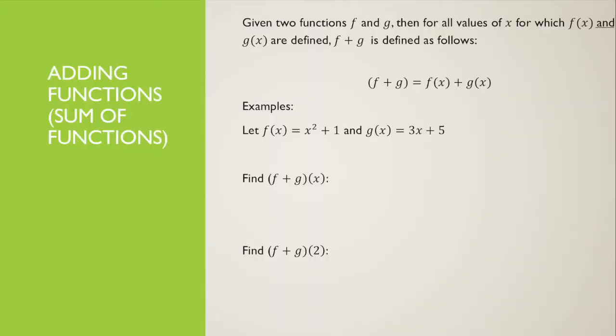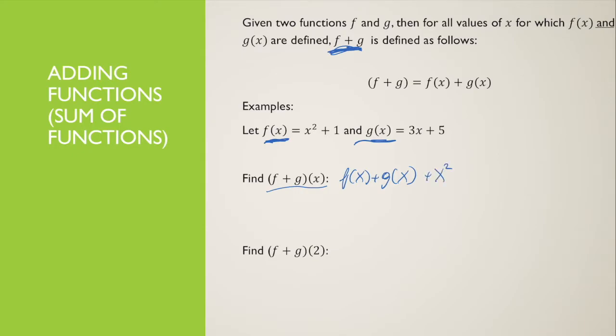So if I'm given two functions, then for all values of x for which f of x and g of x are defined, remember their domain, where they're defined, we can add these two functions just like we added polynomials, by combining their like terms. So if I have f plus g of x, that's f of x plus g of x, which in this case we have f of x is x squared plus 1, and g of x is 3x plus 5.